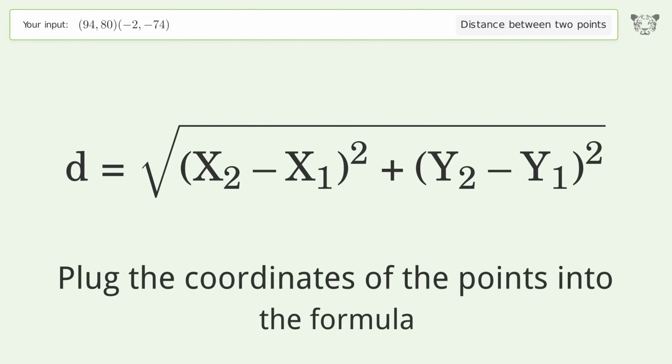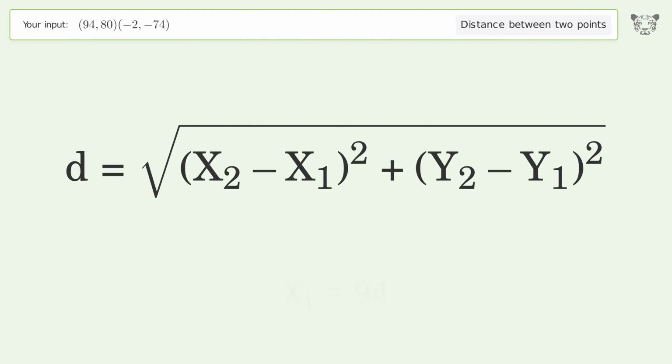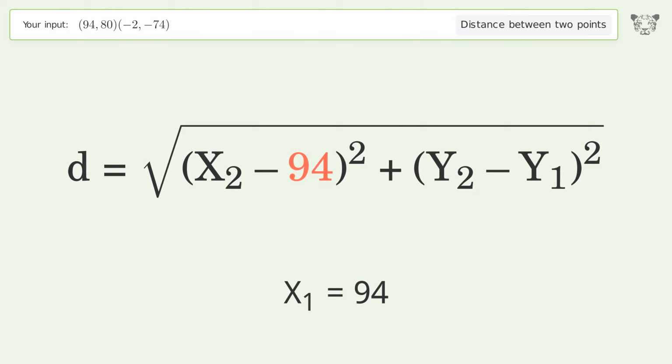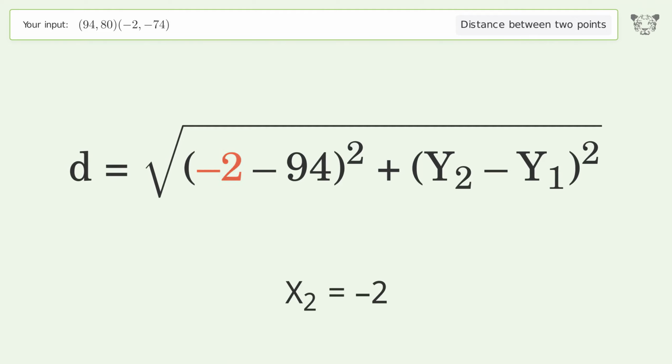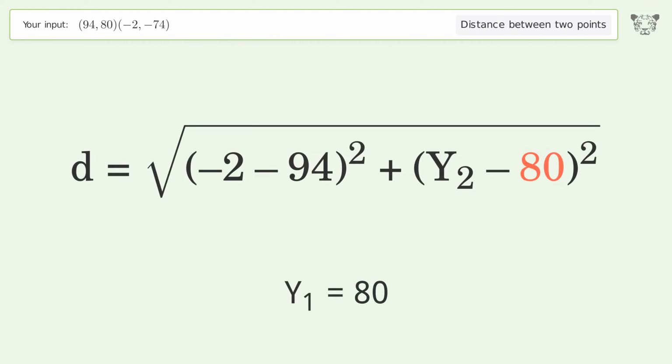Plug the coordinates of the points into the formula. x1 equals 94. x2 equals -2. y1 equals 80. y2 equals -74.